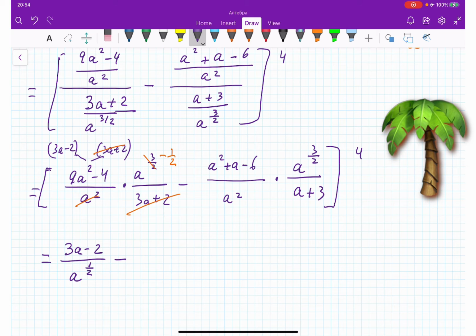Now let's simplify here. See what we are going to get in this case. So a squared plus a minus 6.